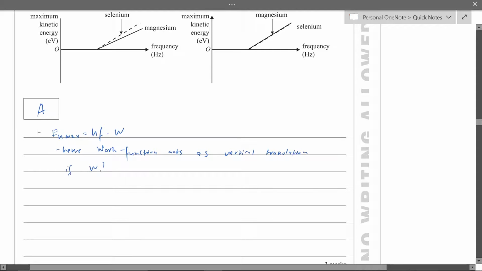If work function decreases, then the graph moves up. But you have to mention that h is constant, so the gradient of the new graph has to be the same as the one of the old graph.